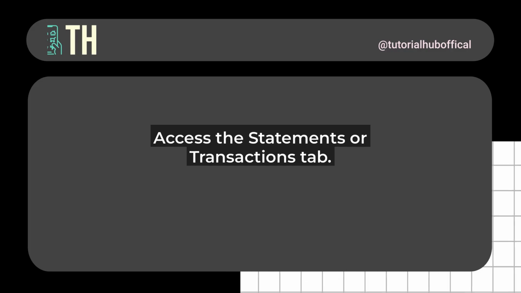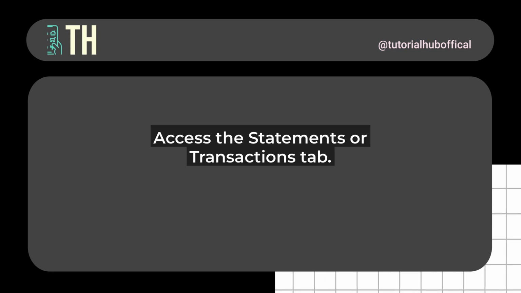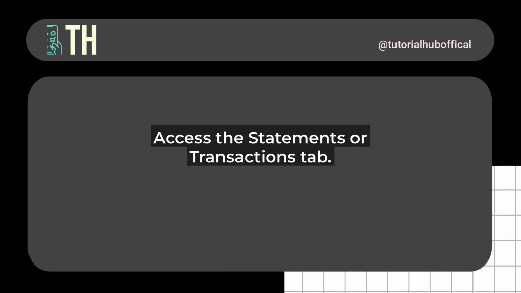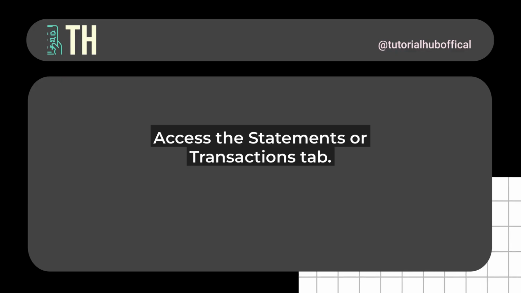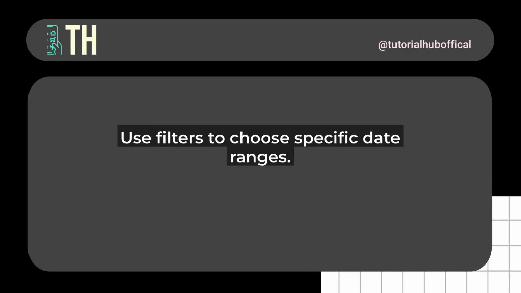For 2025, QuickBooks has updated its interface, so you might notice a cleaner layout with filters to select specific date ranges or statement periods. Just choose the one you need, and hit View or Download PDF to access it.